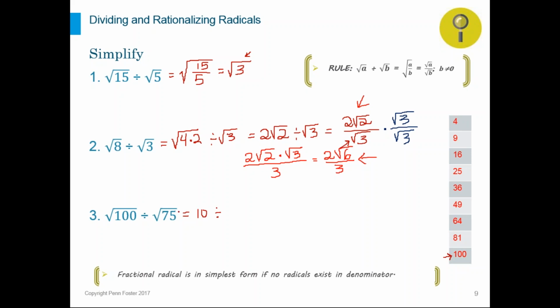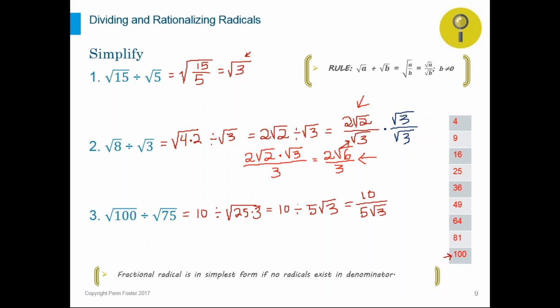If I look further at the 75, I will realize that when I multiply 25 times 3, it will give me 75. Then 75 has a perfect square factor, 25, times 3 here. So let's rewrite the problem: 10 divided by 5 square root of 3. Okay, everything is simple. We can now divide.